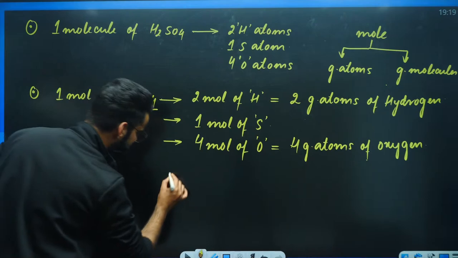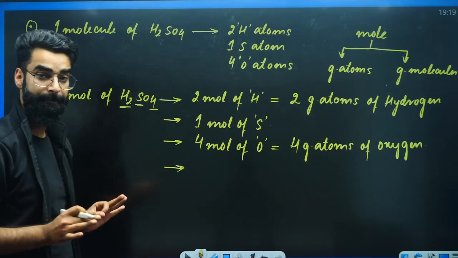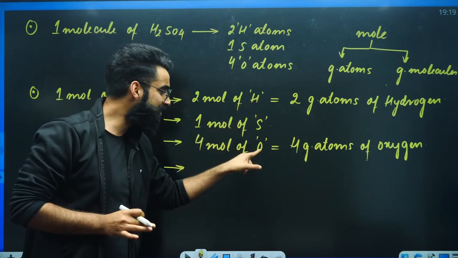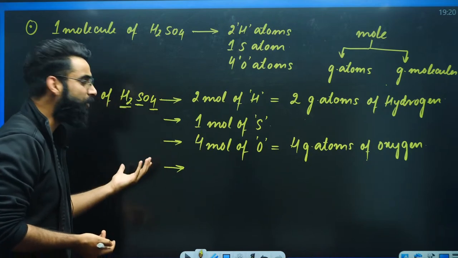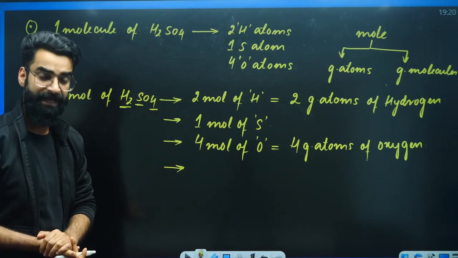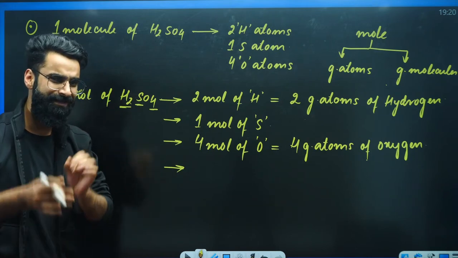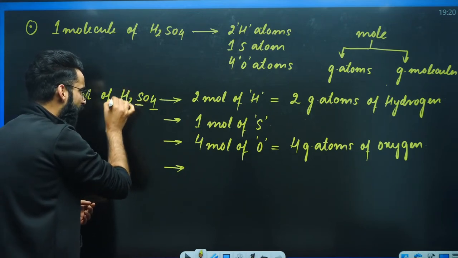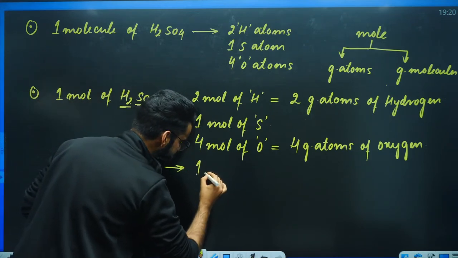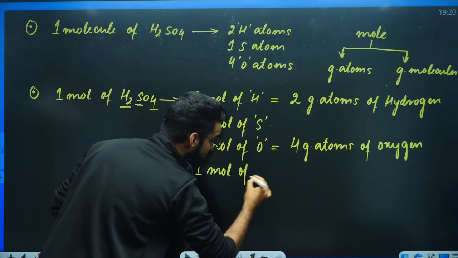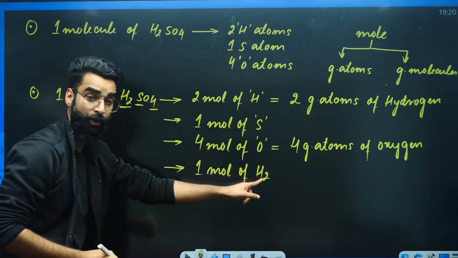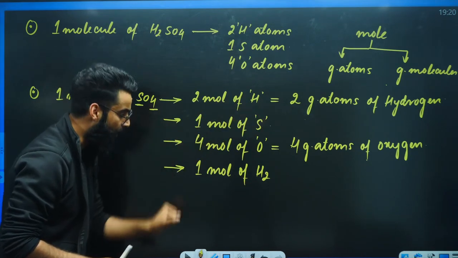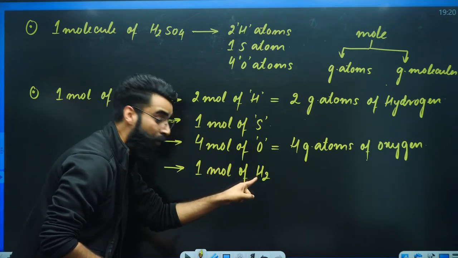Now, dear students, we can conclude a few more things. Have a look. Till now, hydrogen I took in atomic form. Oxygen I took in atomic form. If I want to take hydrogen in molecular form, then can I say 1 mole of H2SO4 contains 1 mole of H2? Yes, it contains 1 mole of H2. Or you can say it contains 2 moles of H. Now here you can say the hydrogen is taken in molecular form.